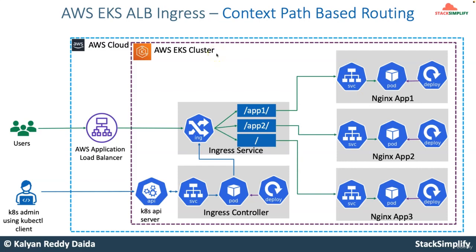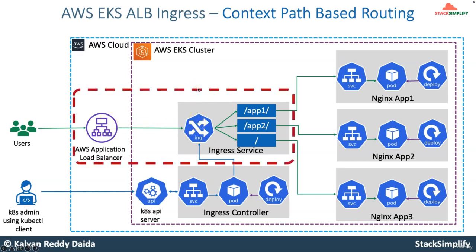Another important thing which we need to be aware of is that the AWS application load balancer and the ingress service are not two different objects. In other words, the AWS application load balancer is not proxying its requests to the ingress service. Both are combinedly a single object. For depiction purposes, in the EKS cluster you call it the ingress service, and in the AWS cloud you call it the AWS application load balancer.